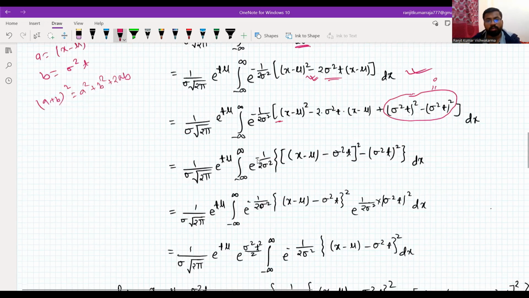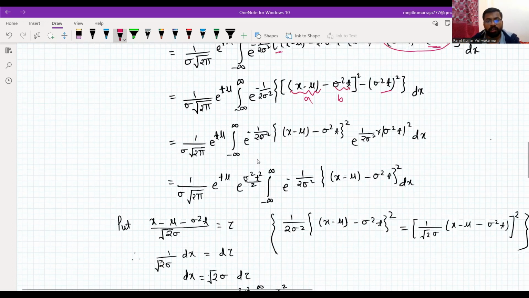Now this is in the form of a plus b whole square. So we write here this term as a and this as b. Because of the minus sign, I have written a minus b whole square. Now the rest of the term is minus (sigma square t) whole square, which I have written here.